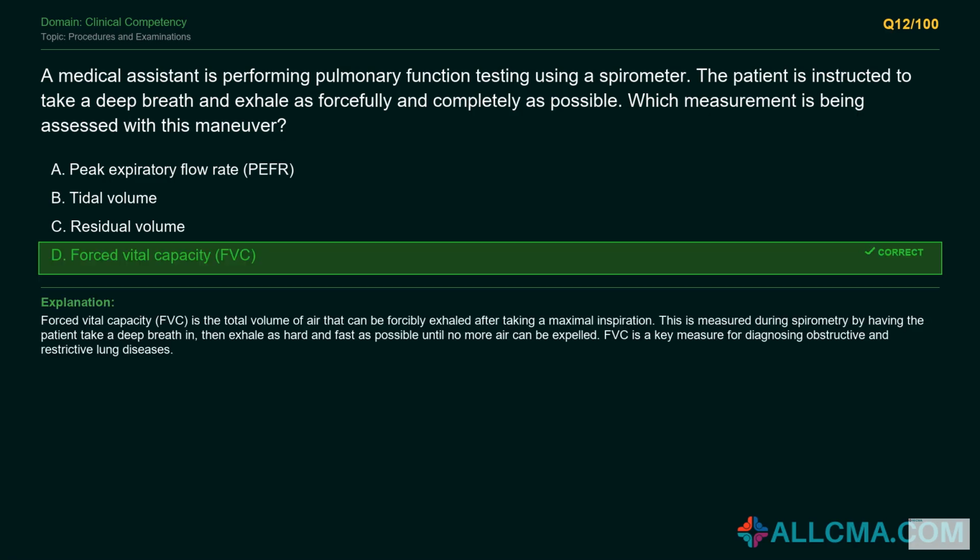The correct answer is D. Forced vital capacity, FVC, is the total volume of air that can be forcibly exhaled after taking a maximal inspiration. This is measured during spirometry by having the patient take a deep breath in, then exhale as hard and fast as possible until no more air can be expelled. FVC is a key measure for diagnosing obstructive and restrictive lung diseases.